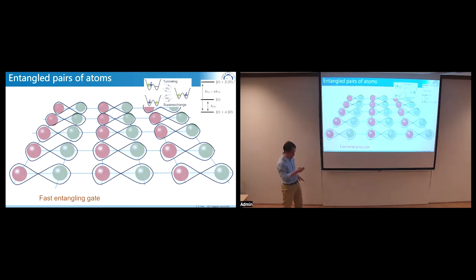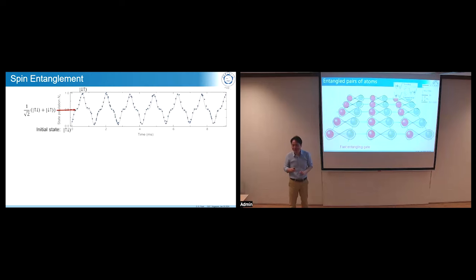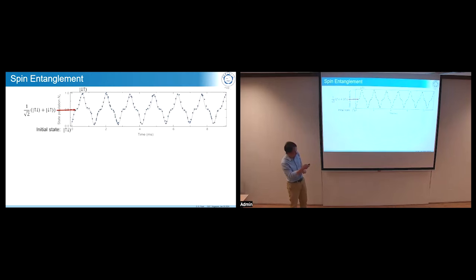And finally, we again make a spin flip, and in every double well we create an entangled state. We observe the oscillation of the spin in every double well. Actually, we have an ensemble of double wells, and we collect the signal together. On average, the initial state is spin up and down, and we have the oscillation to the other way around, and in between we have the entangled state.